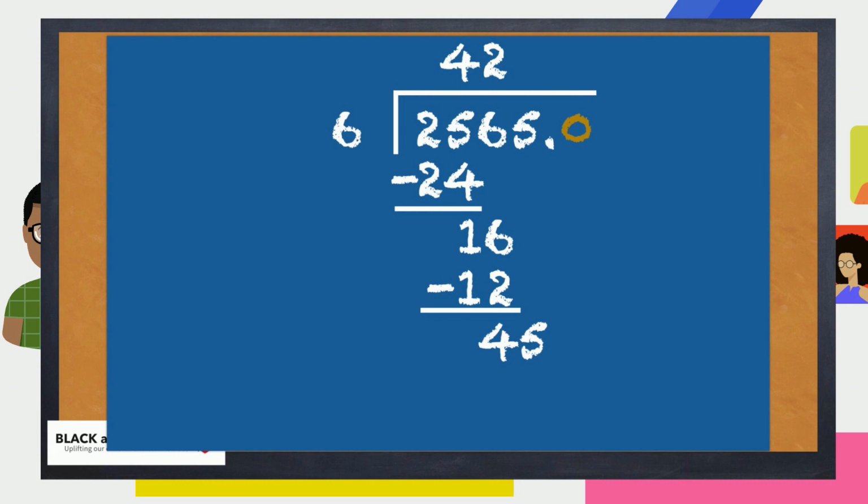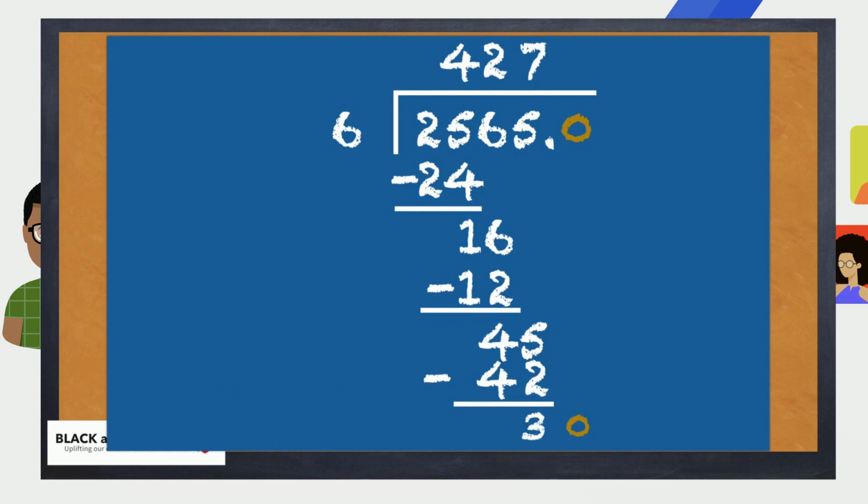I bring down my 5. How many times does 6 go into 45? It goes in there 7 times. That's 42. I subtract 42 from 45, and that gives me 3, and I bring down my 0. And I figure out how many times 6 goes into 30. It goes in 5 times evenly, and I'm going to have no remainder. So I'm going to bring that decimal point straight up since I have all my numbers aligned, and that's essentially how you do division.